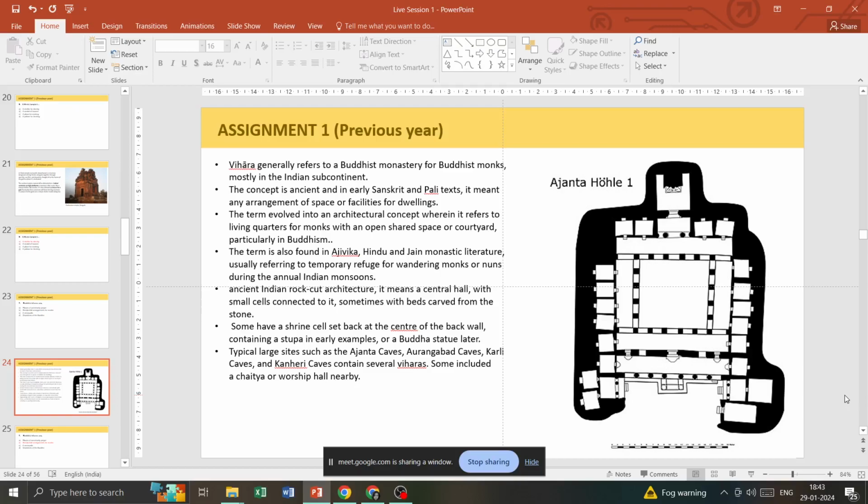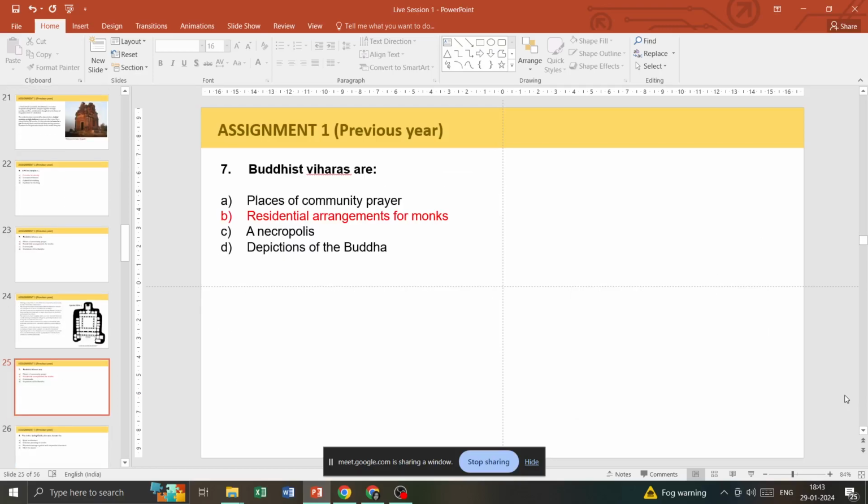Typical large sites such as Ajanta caves, Aurangabad caves, Karli caves, Kanheri caves contain several viharas. Some included a chaitya or worship hall nearby. So our answer is 7B. Buddhist viharas are residential arrangements for monks.